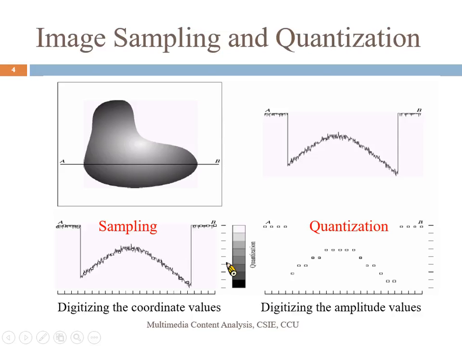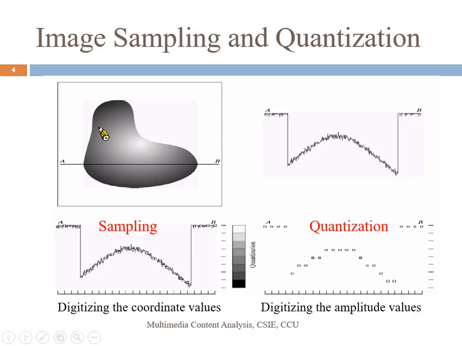For image sampling and quantization, these two processes are very important to digitize an analog signal. So the previous formation model, f(x,y), is a continuous value, but actually in computer systems, we cannot store continuous value. So we need to digitize them. Okay, so the first digitization step is called sampling.